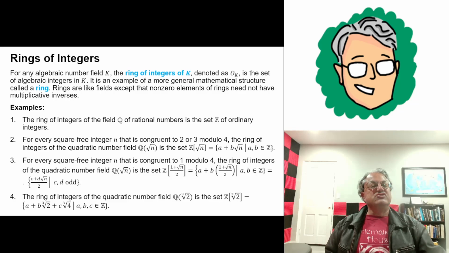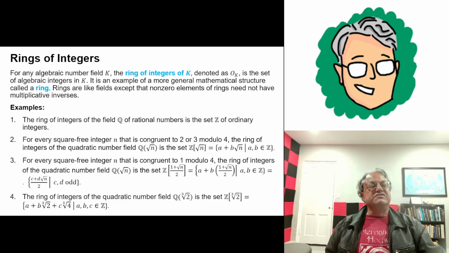So for a ring of integers, imagine we're starting with an algebraic number field. I talked about those in my last video. An algebraic number field is just a field whose elements are all algebraic numbers. And then you can talk about the ring of integers of that number field. It's the subset of elements of K, your number field, that are algebraic integers. That's all that is. It turns out these things are rings.